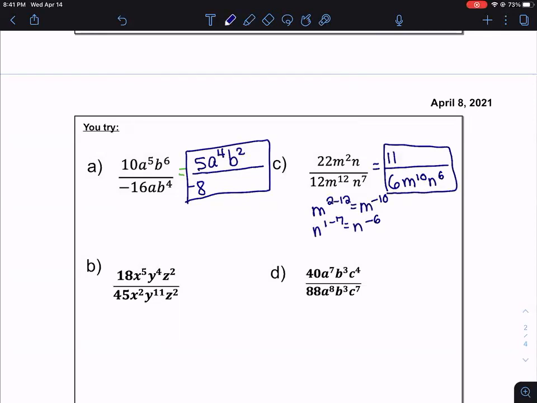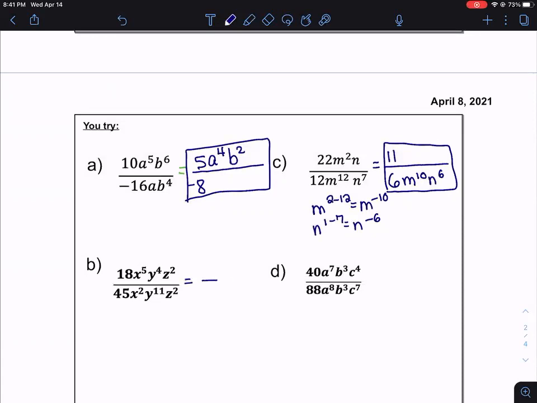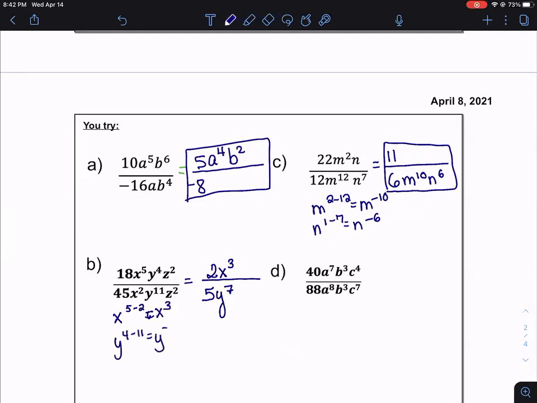For letter B, I keep going out of order. So 9 is going to be the largest value that goes into both the top and the bottom. Okay, you're going to get 2 over 5. X to the 2 from x to the 5 will be x to the 3. Y to the 7 in the bottom, and the z squareds cancel. And again, if you need to see it, here it is. So this is going to be equals x to the 3. And then y to the 4 minus 11 is y to the -7.